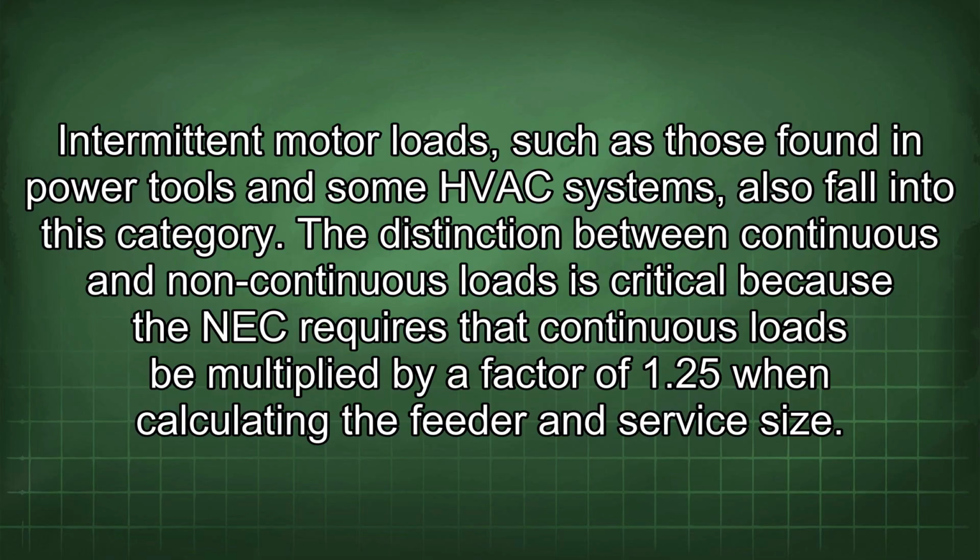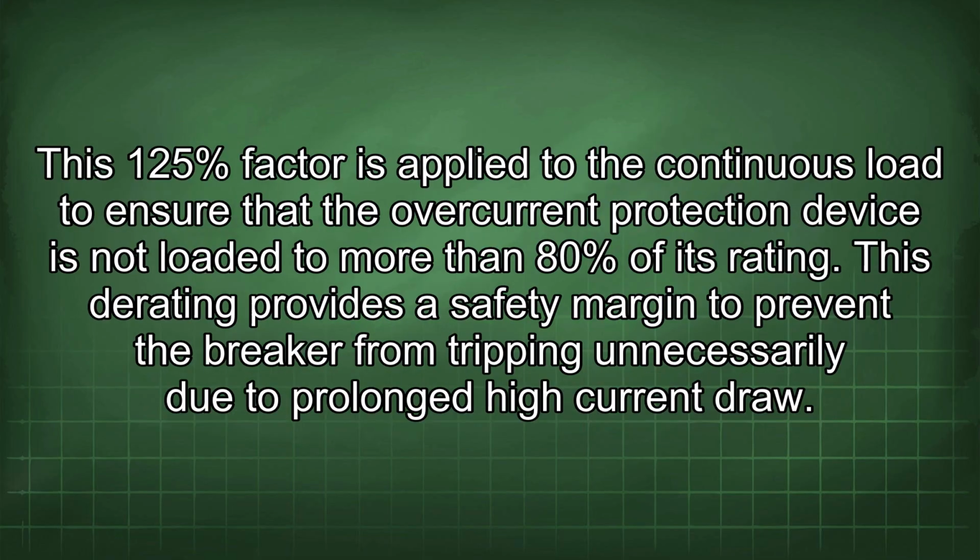The distinction between continuous and non-continuous loads is critical because the NEC requires that continuous loads be multiplied by a factor of 1.25 when calculating the feeder and service size. This 125% factor is applied to the continuous load to ensure that the overcurrent protection device is not loaded to more than 80% of its rating. This rating provides a safety margin to prevent the breaker from tripping unnecessarily due to prolonged high current draw.